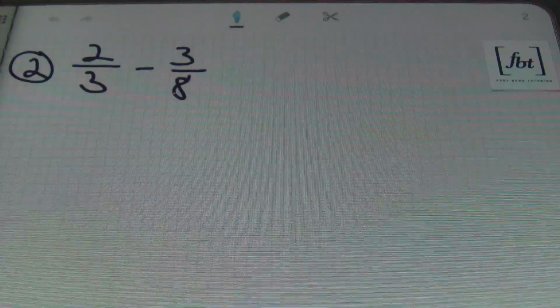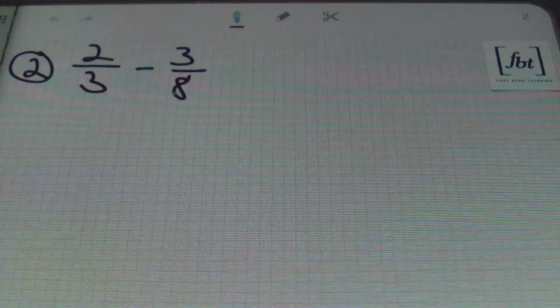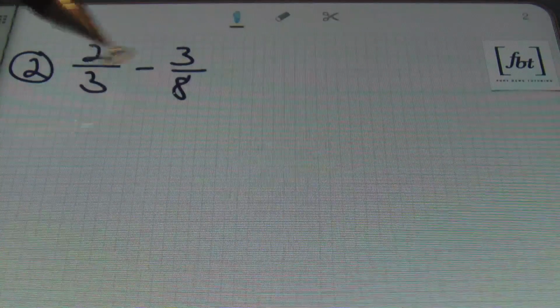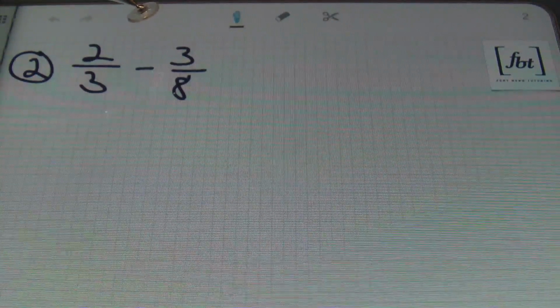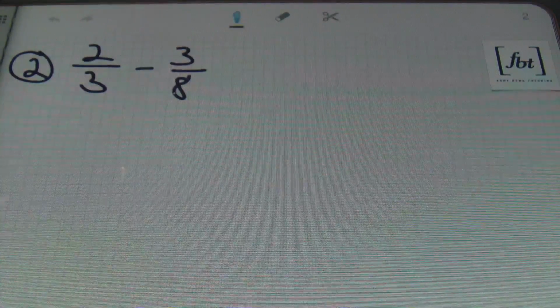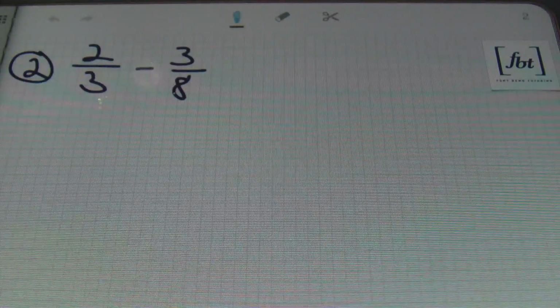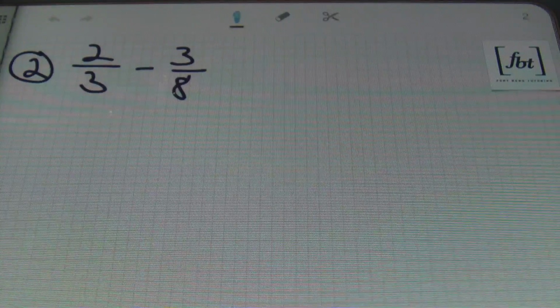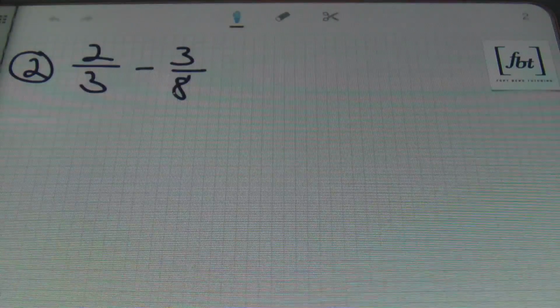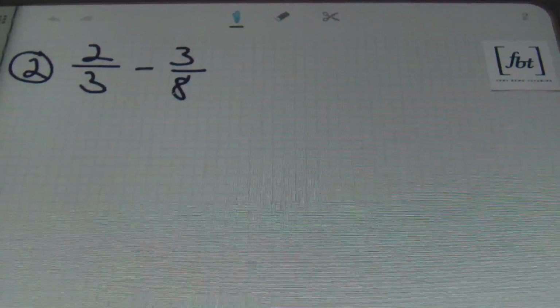In problem number 2, I do not have a common denominator. So remember that finding the LCD is either going to be the largest of the numbers that you're given as denominators, or it's going to be a multiple of the larger number. So since 3 will not go evenly into 8, I'm looking for a multiple of 8 that 3 can go into evenly. So 8 times 1 is 8. That's not going to work. 8 times 2 is 16. That's not going to work. 8 times 3 is 24. Yeah, 3 goes into 24 evenly. So I'm going to use 24.